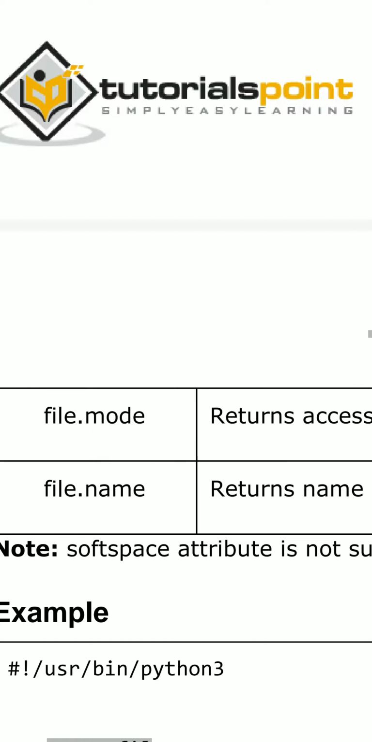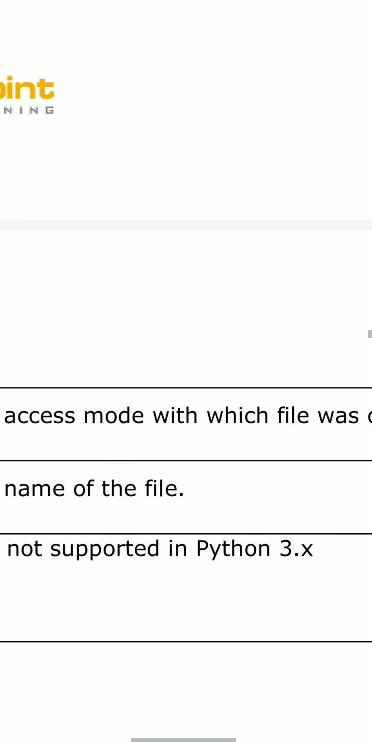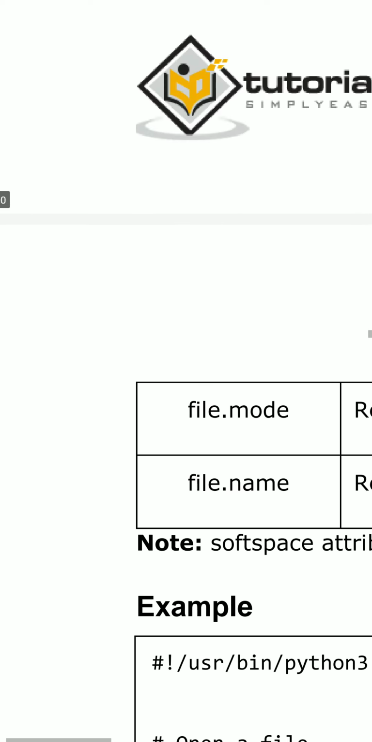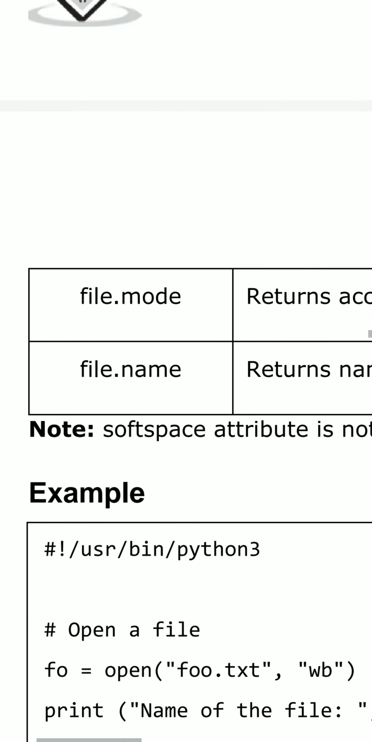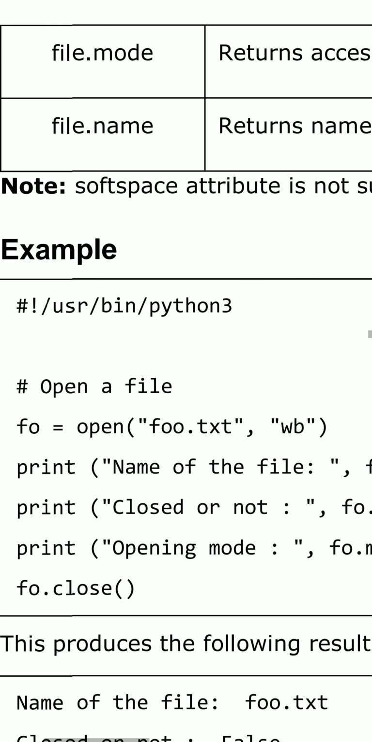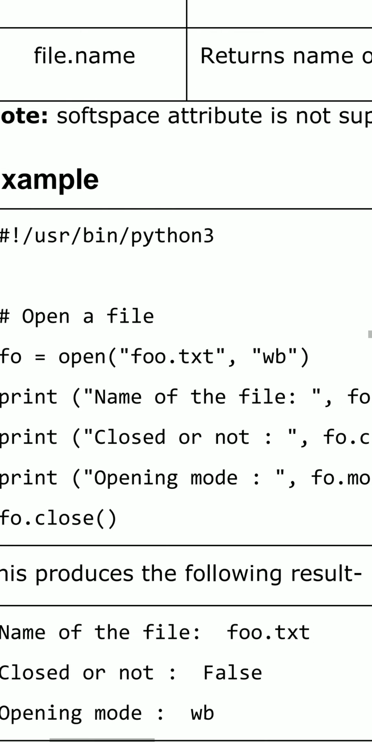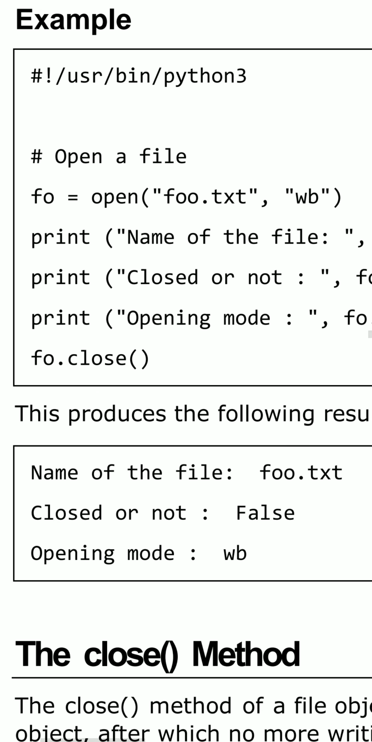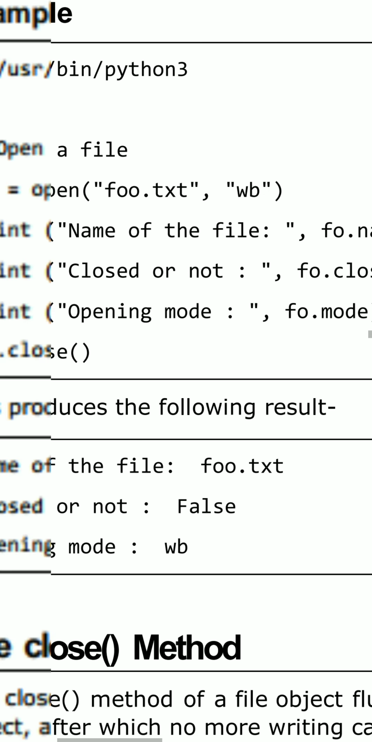Next one is the mode attribute. It returns the access mode with which the file was opened. This is the file mode. Next one is the name attribute, which returns the name of the file. So these are the different types of attributes on files. Here all three attributes are used in a program.